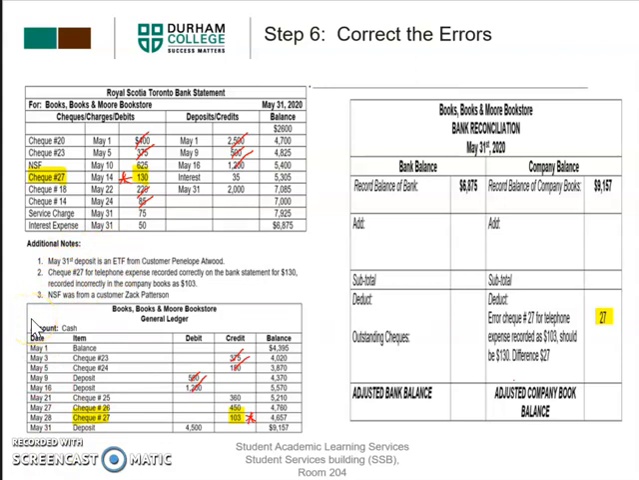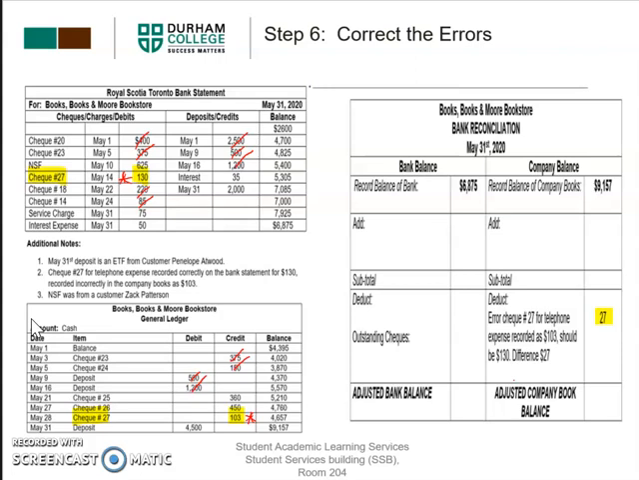In this example, under additional notes, it has been noted that check number 27 for telephone expense was recorded correctly on the bank statement for $130. It was recorded incorrectly in the company books as $103. How you deal with errors is that you reverse them where they occurred. In this case, the company took too little out of their cash general ledger balance to pay the telephone expense. The amount of the bill was $130, not $103. They wrote the check for the correct amount. However, they recorded it in their books for the wrong amount.